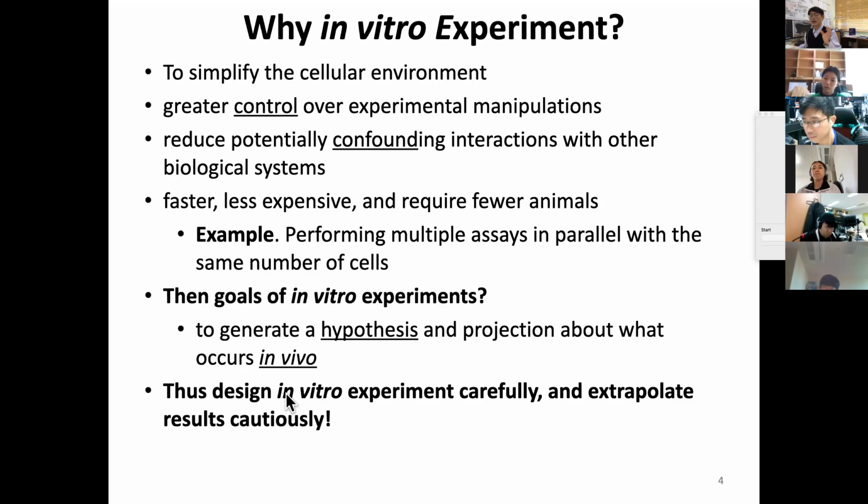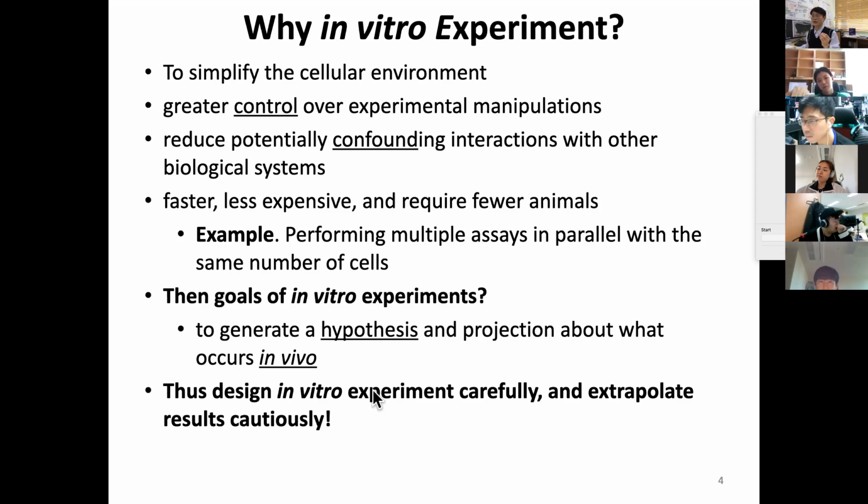Thus, design in vitro experiments very carefully because you can control very well, and extrapolate results cautiously. So don't say to the mass media that from your in vitro experiment you found a good way to kill cancer, and then say to the newspaper, hey, we figured out how to kill cancer. You have to be very, very careful because extrapolation to in vivo has many hurdles, such as this confounding effect. Proving in vivo is sometimes not easy, okay?